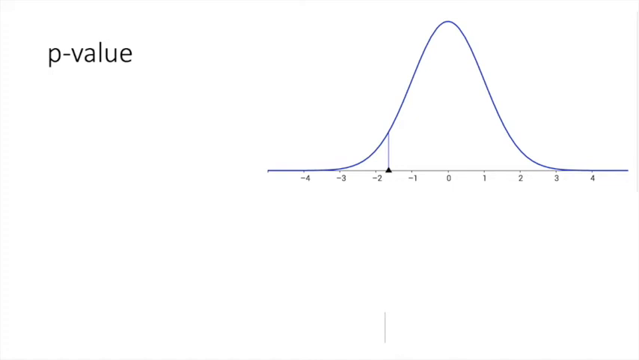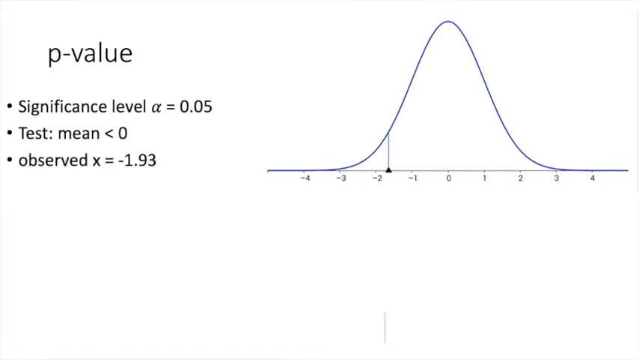Suppose the significance level alpha equals 5% or 0.05. Here we assume a standardized distribution with a mean 0 and variance 1. We want to test if the actual mean is less than 0. Well, the observed value of the sample mean is minus 1.93. The corresponding p-value is 0.0268.